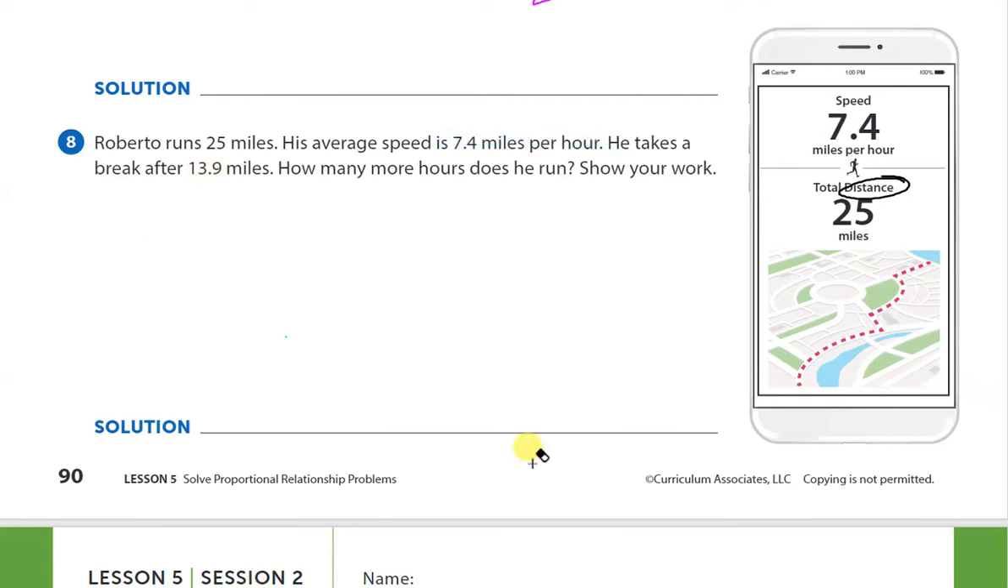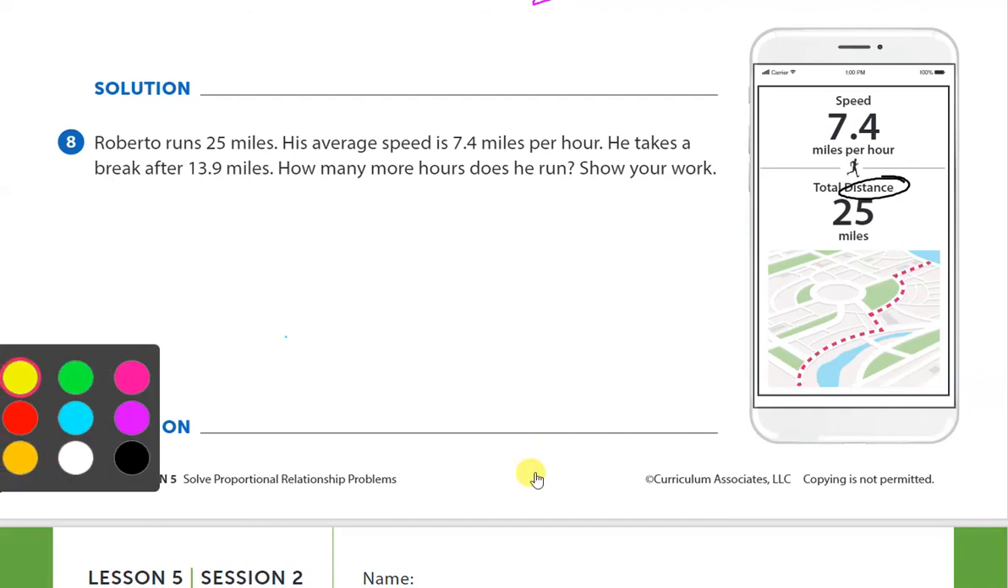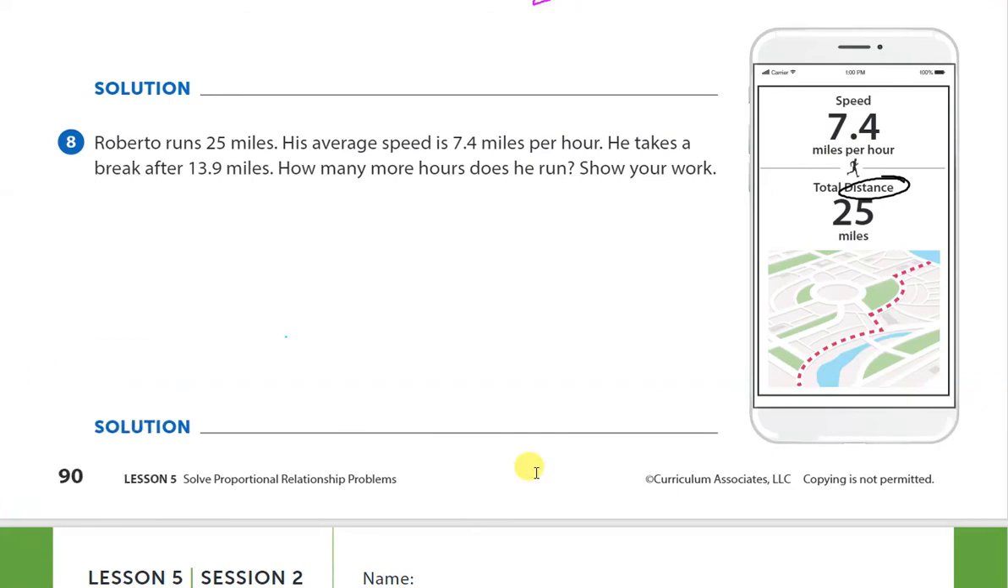Okay, Roberto runs 25 miles. His average speed is 7.4 miles an hour, so he's going at a constant speed and it says per hour, so we know this is the unit rate, 7.4 miles per hour. That's the constant of proportionality. That's the unit rate because it says per 1 single hour. He takes a break at 13.9 miles. So he's taking a break there, and it's asking us how many more hours does he have to run after?